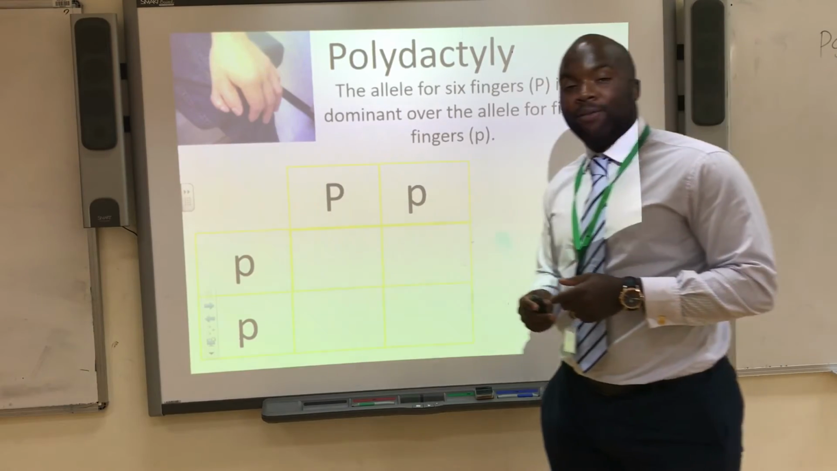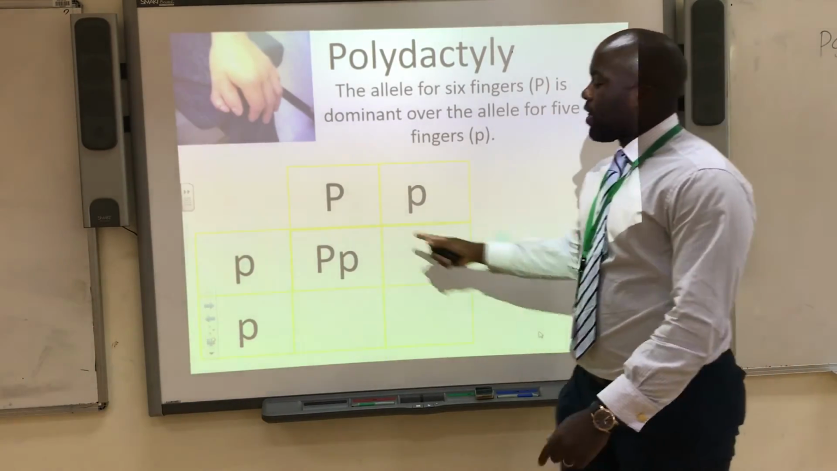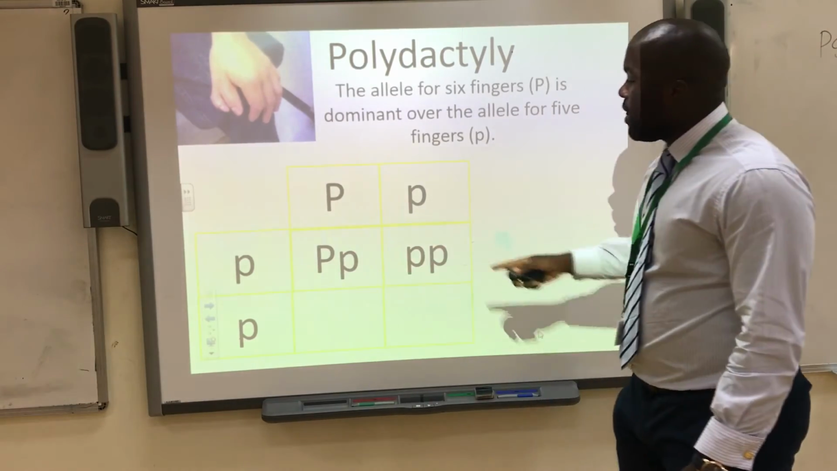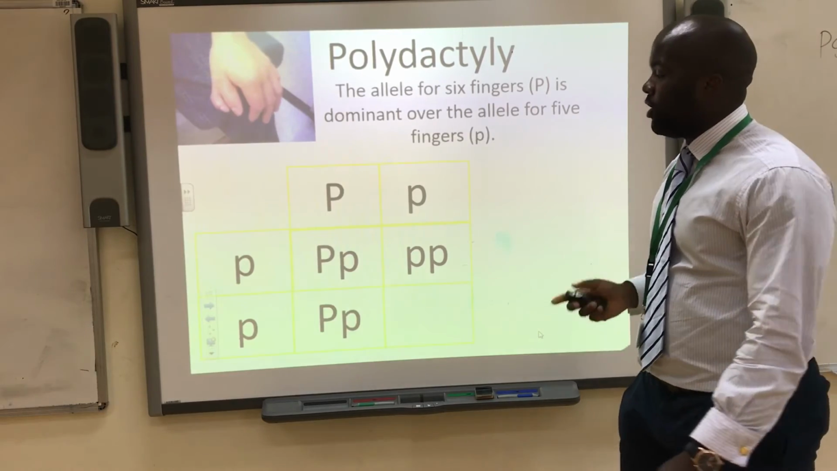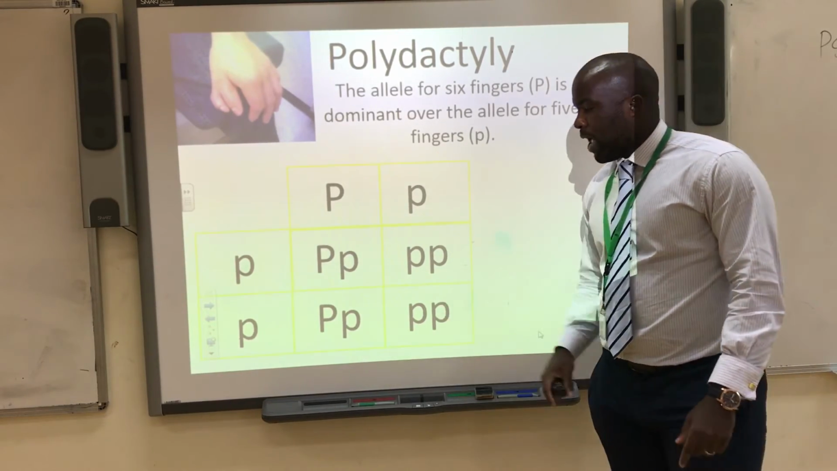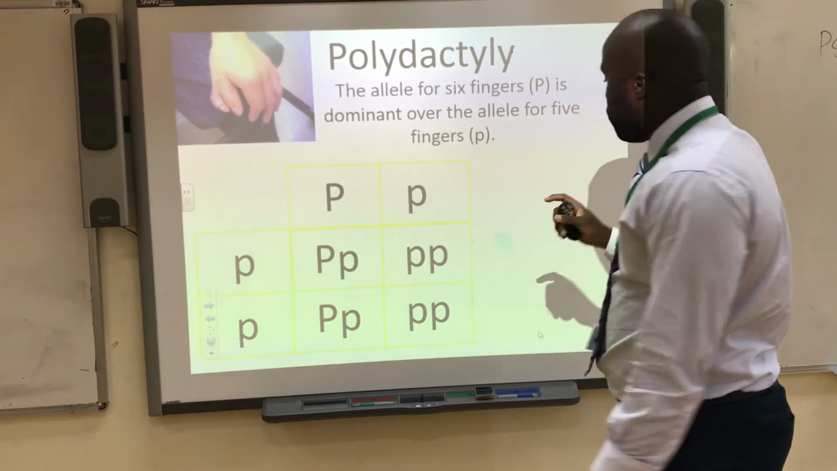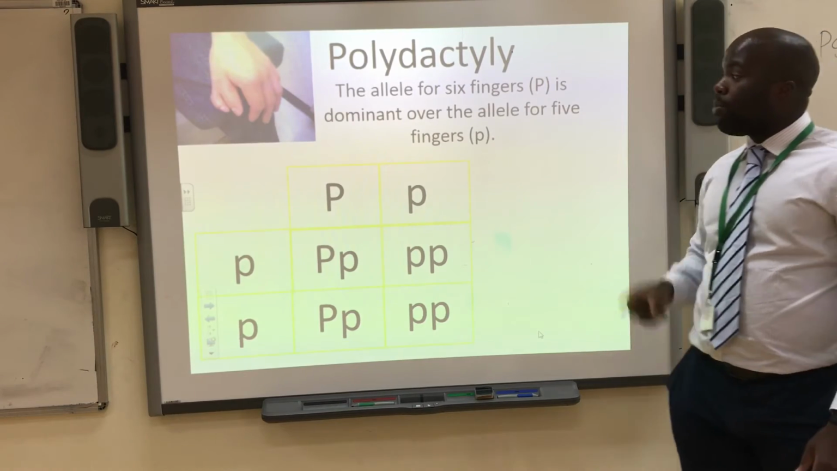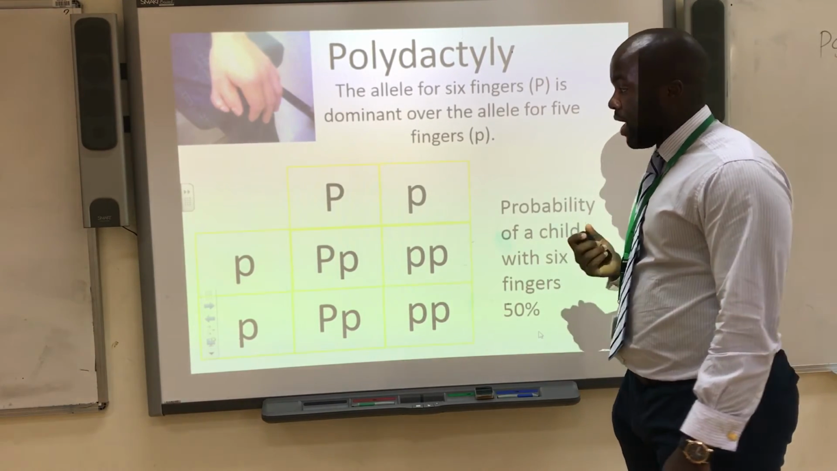So hopefully you paused that video. So let's have a look at the probability now. This first combination gives us a heterozygous combination. The second combination gives us a homozygous recessive combination. A heterozygous combination and a homozygous recessive combination. And therefore, the probability of this couple having a child with polydactyly should be 50%.